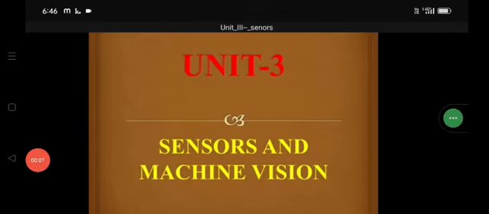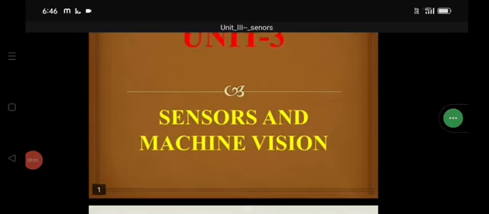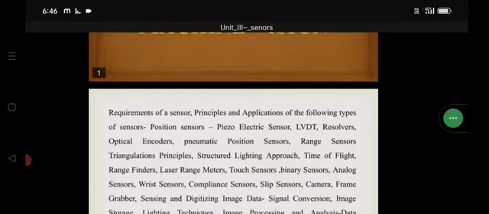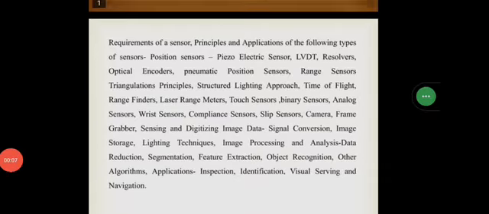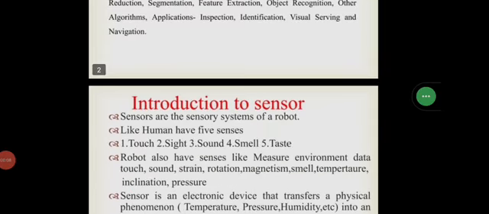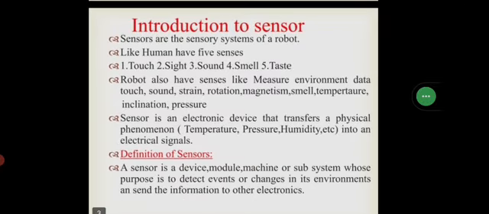Going to see about sensors and machine vision. So first topic is sensor. What are all the sensors available in robotics? First, introduction to sensors. Sensors are the sensory systems of a robot.